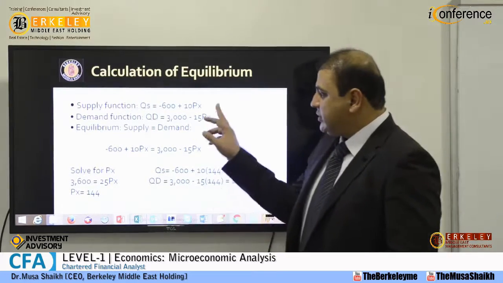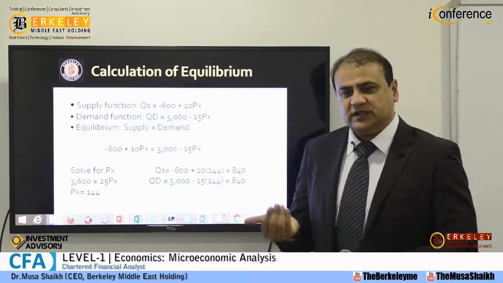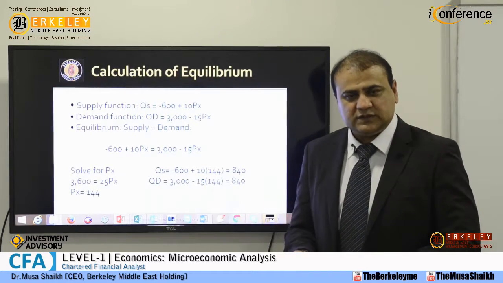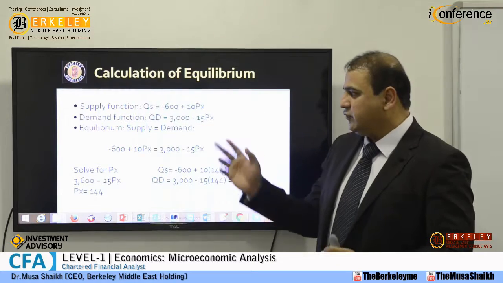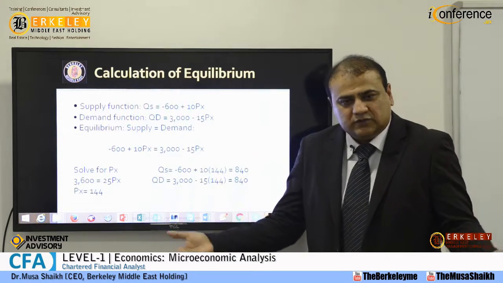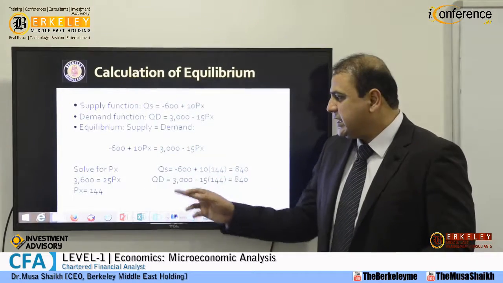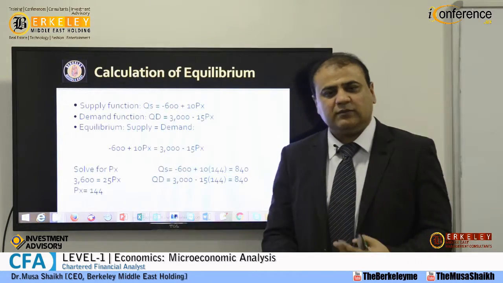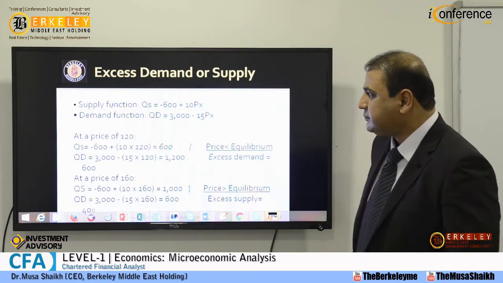Moving forward, same question, he put it there and he gets this equilibrium. This is more in the questioning part. When we go to the questions, then we will solve these equations. We have supply, we have demand. If we equate them, because equilibrium is where supply is equal to demand, we can get the missing figure and put it in the equation. That will be more appropriate to follow.